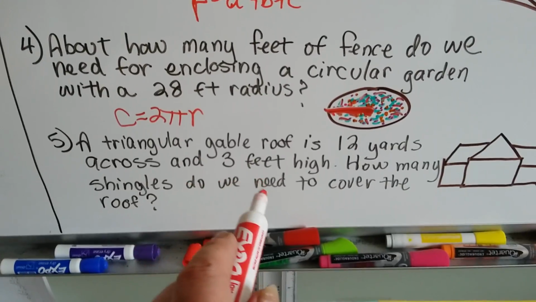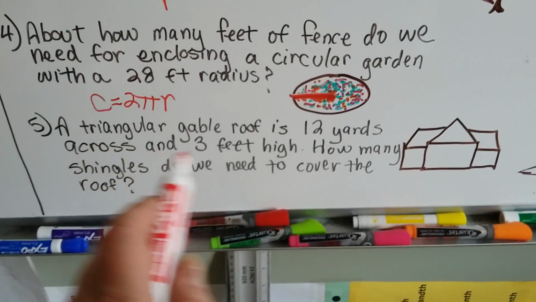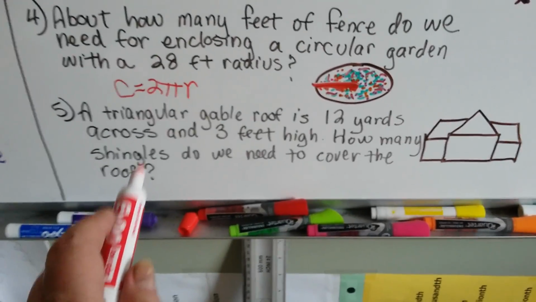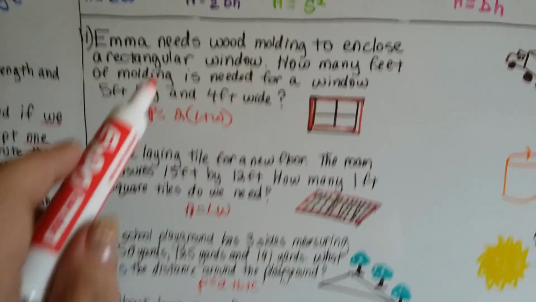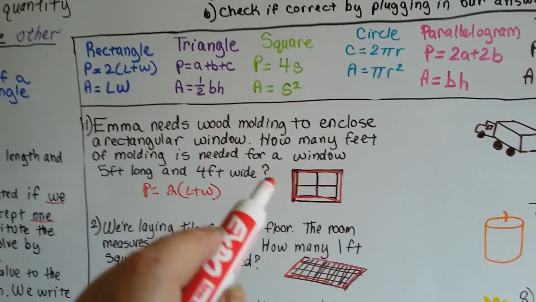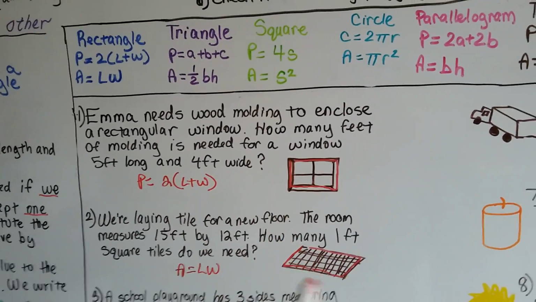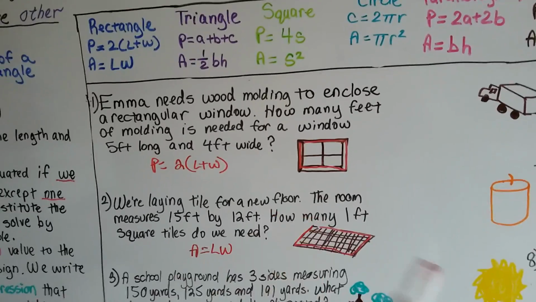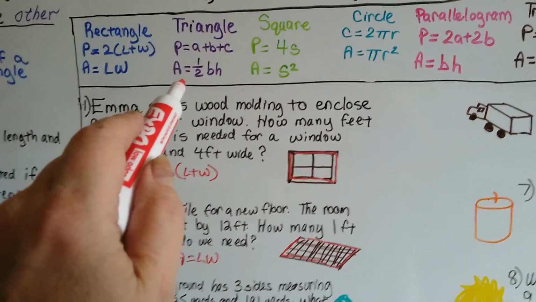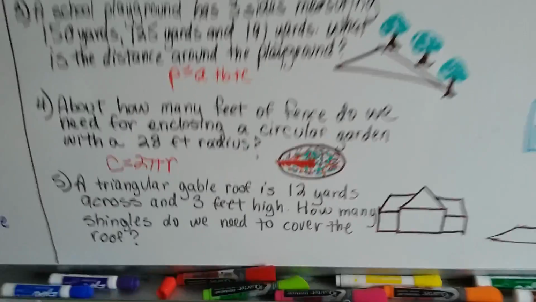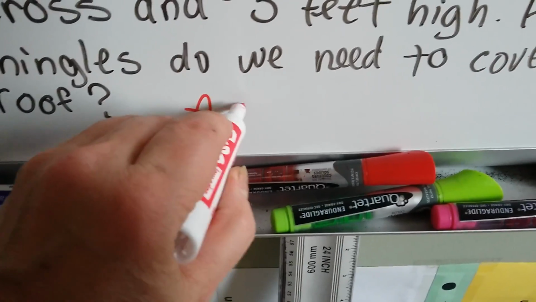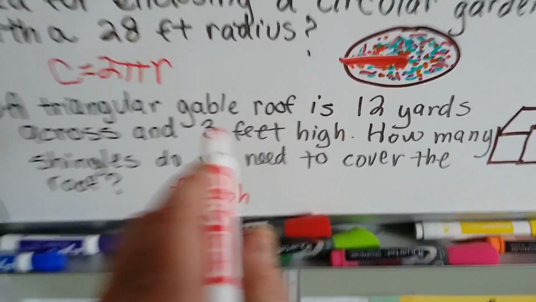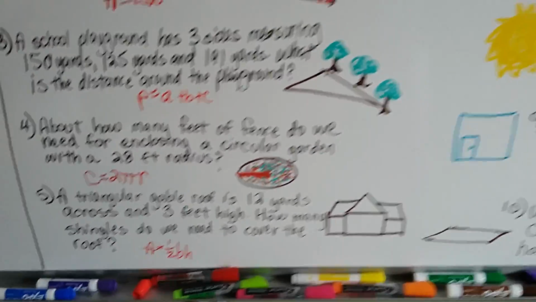How about a triangular gable roof is 12 yards across and 3 feet high? How many shingles do we need to cover the roof? Well, we know it's triangular. So do we need perimeter or area? Remember, perimeter goes around the outside and area fills it in. Well, you wouldn't just shingle around the outside of a roof, would you? You'd cover the whole roof with the shingles. So we need area. We need the half BH. The area is equal to half the base of the roof times the height of the roof. And then we'll know how many shingles to get, okay?